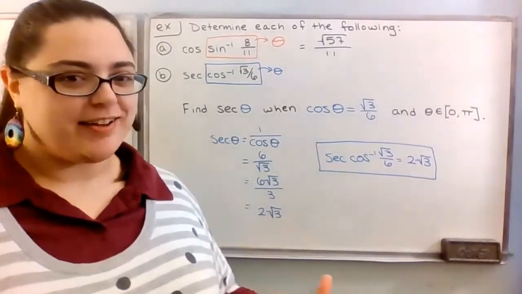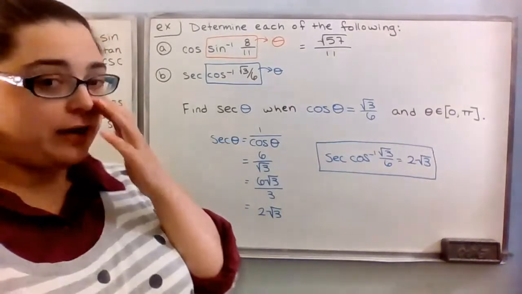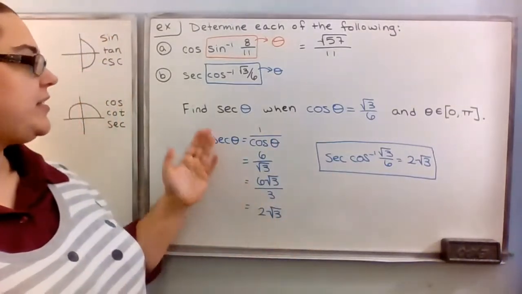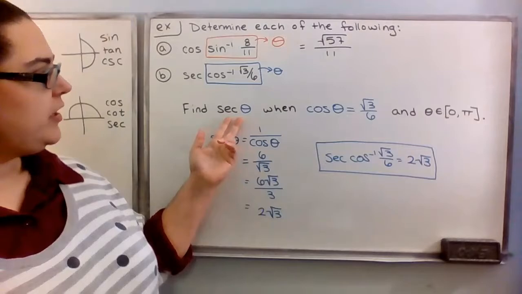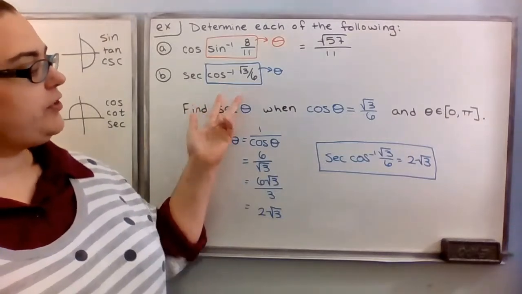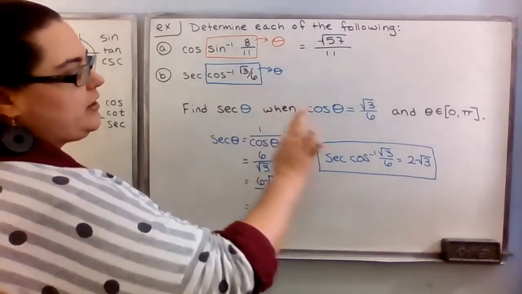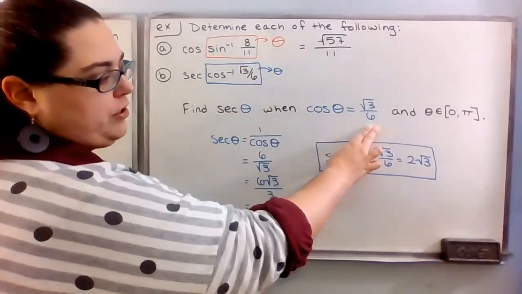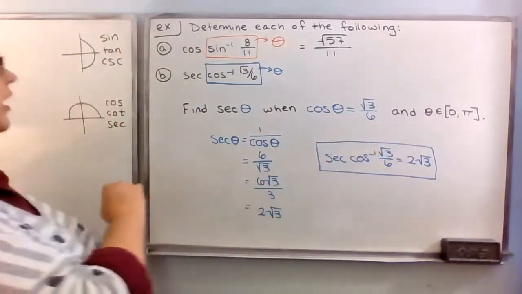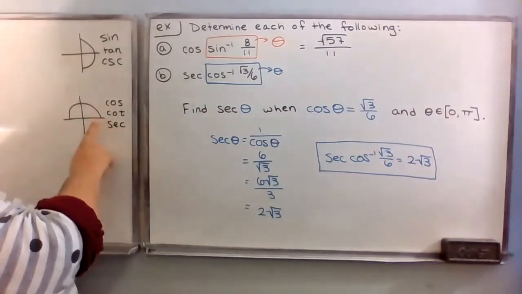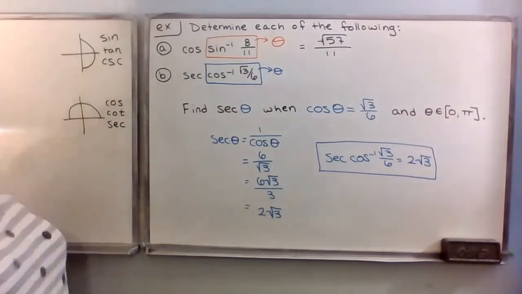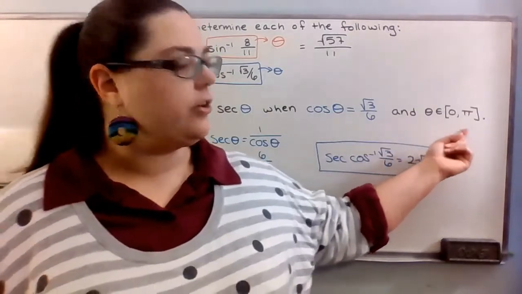Alrighty, so let's see how you did. First I rephrased the question by saying, let's find secant of theta, where inverse cosine of root 3/6 is theta. And this is going to mean that cosine of theta is root 3/6. Now cosine is living in the north, so we need theta to be between 0 and pi.